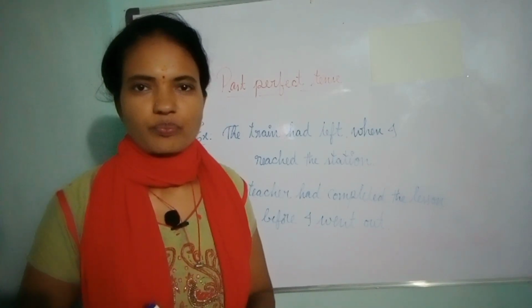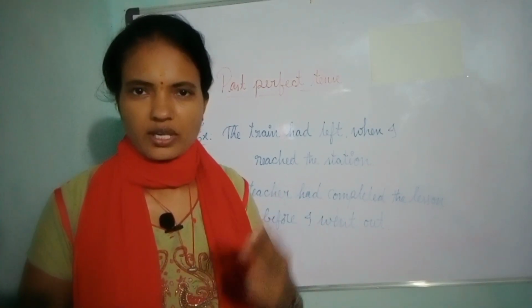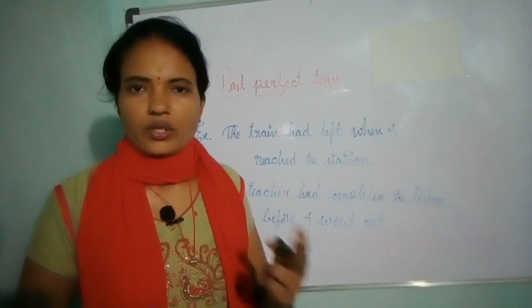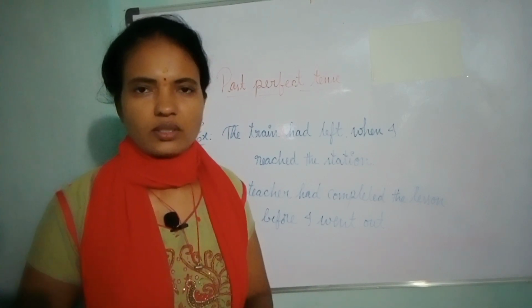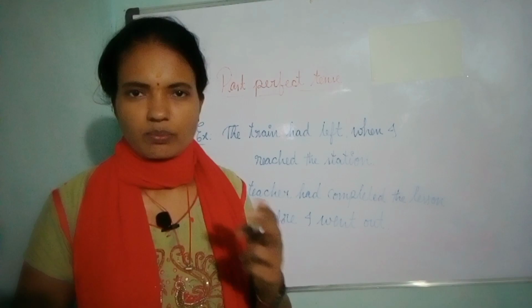Let's see a note. When two actions take place in the past, we use had plus V3 for the first action and the other action will be in simple past.